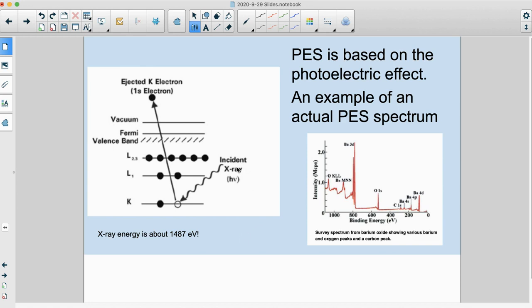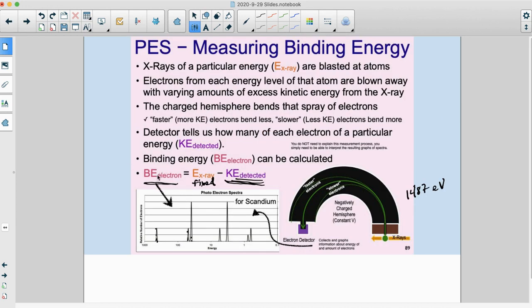So here's just another schematic. The X-ray comes in and knocks out, in this case, a 1s electron. This is based on the photoelectric effect. We will talk more about this later. This is what Einstein received a Nobel Prize for in the early 1900s. This is based on the photoelectric effect, which is basically this equation right here.